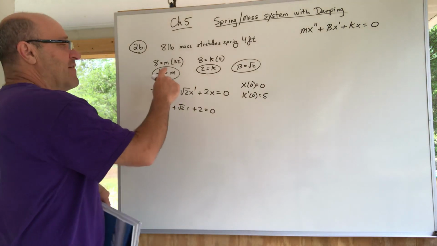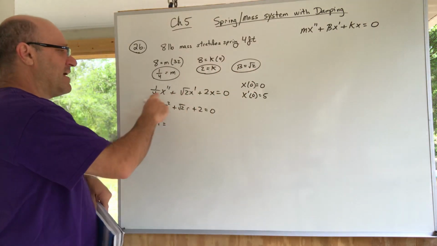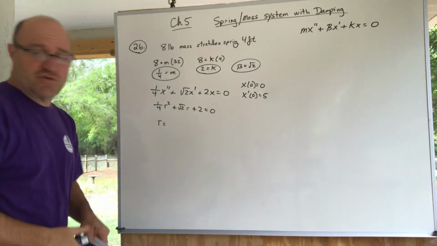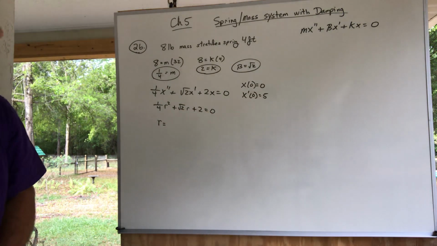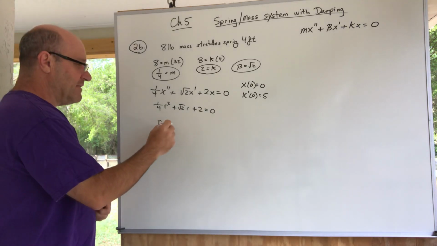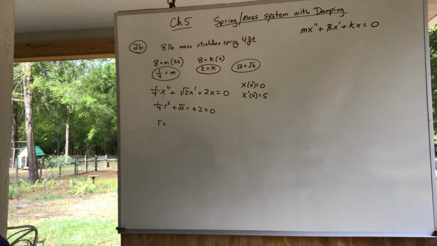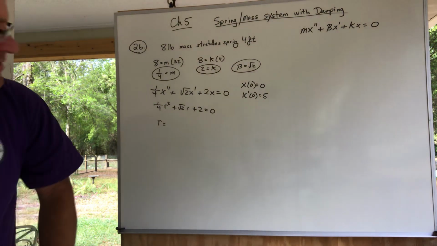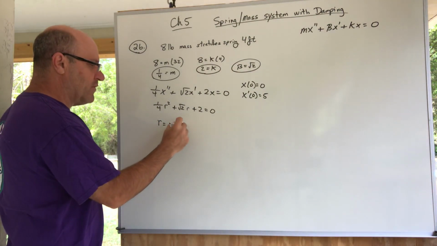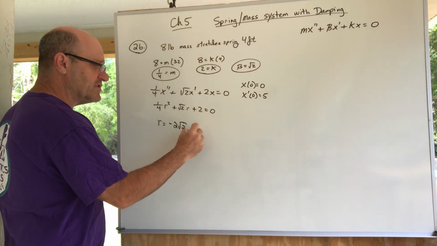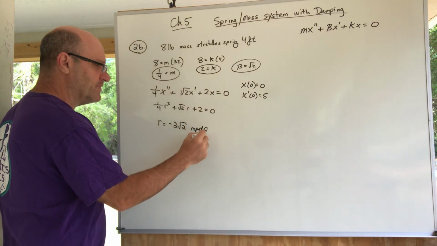All right, so we have our mass, our K, our beta, and our differential equation. I write the auxiliary equation. You should do the quadratic formula and get the roots here. I'm going to skip that part. The roots were -2 times the square root of 2, and it's repeated. So this is one root, a repeated root.